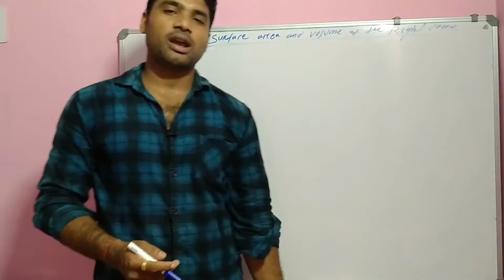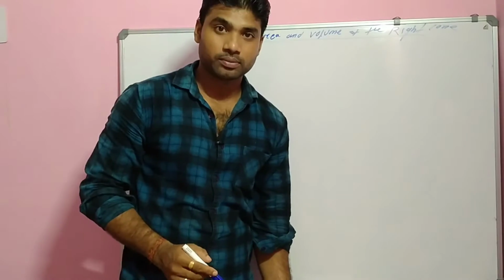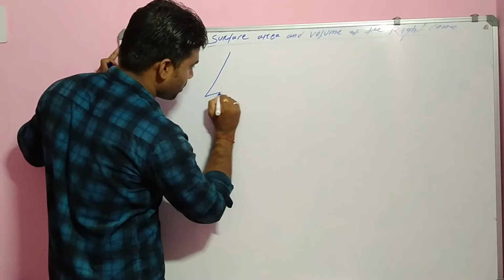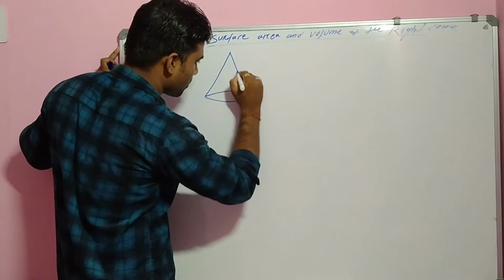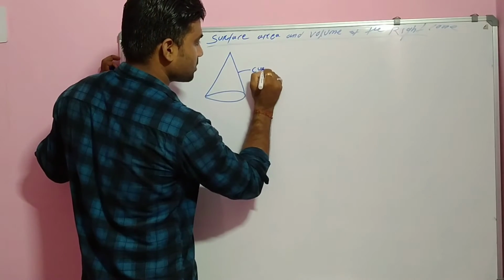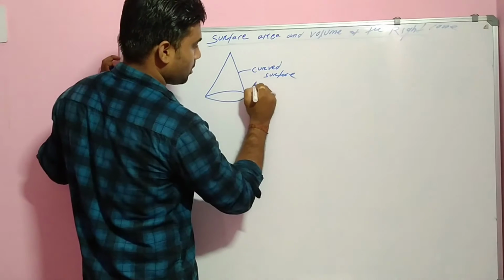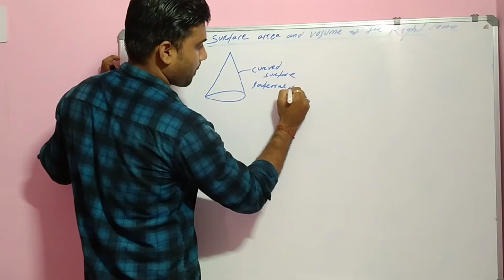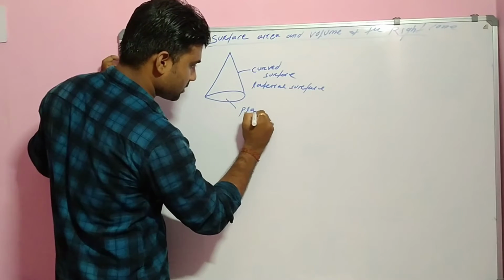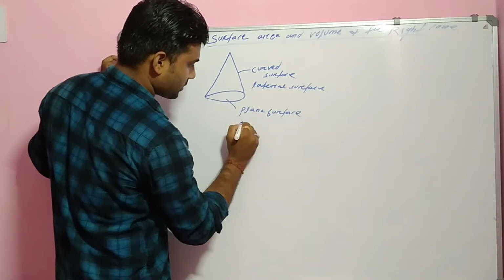Hi guys, good morning. Today I am going to discuss the topic surface area and volume of the right cone. Let's draw the figure of the cone. This is a cone. It has one curved surface, or lateral surface, and it has only one plane surface, which is in circular shape.